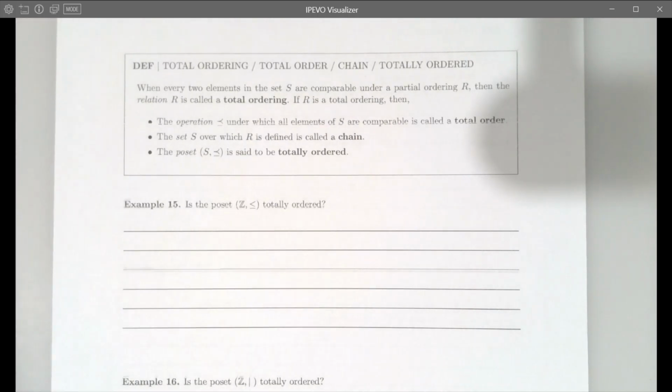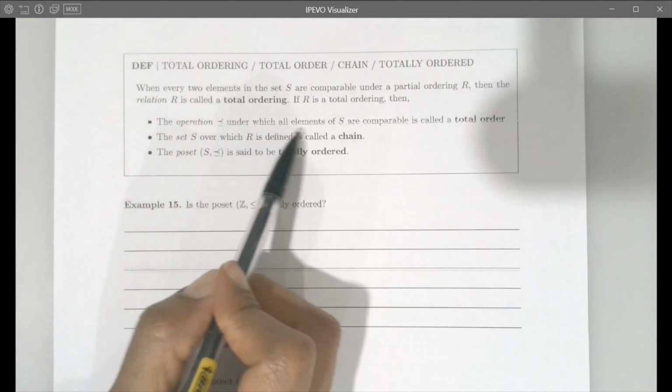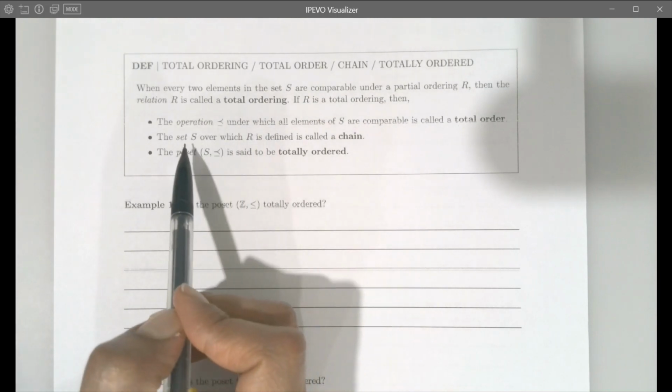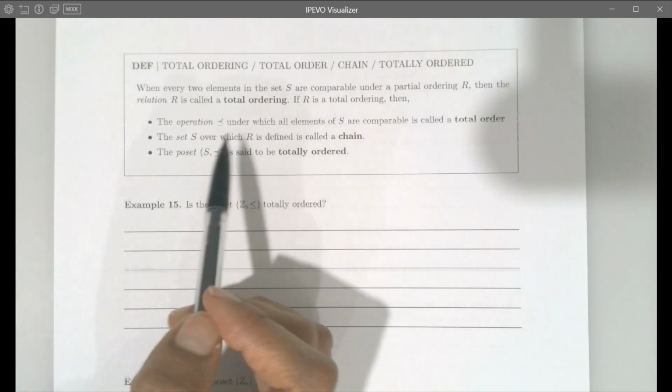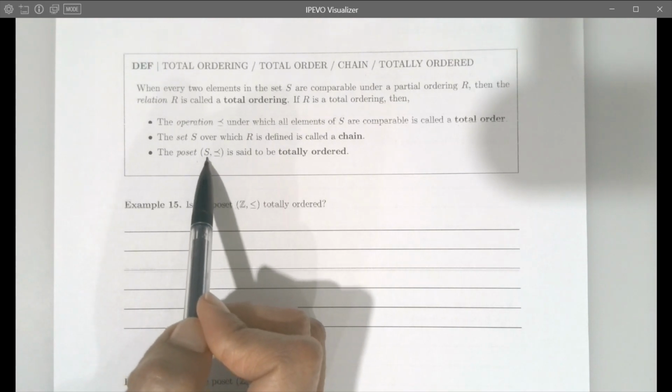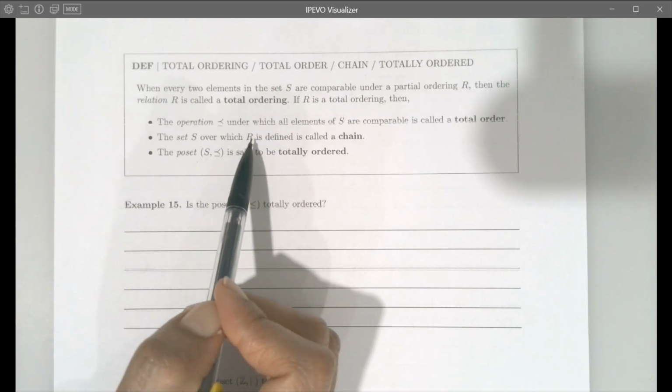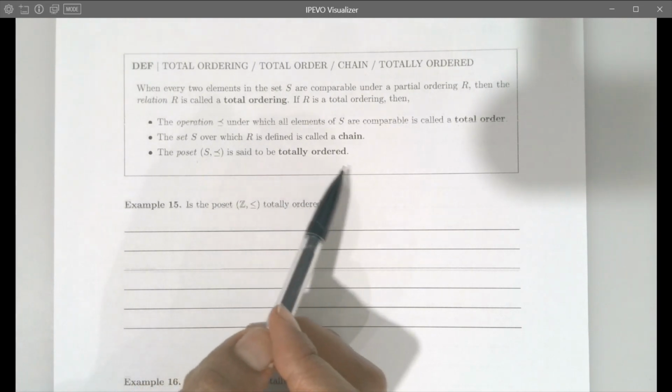Now, when every two elements in the set S are comparable under some partial ordering R, we actually call it something different. We call it a total ordering. And then there are other definitions that result from R being a total ordering. The operation under which the elements are comparable is called a total order. Then the set S is going to be called a chain, and the poset, which remember is the pairing of the set S with the relation that defines the relation, is said to be totally ordered.